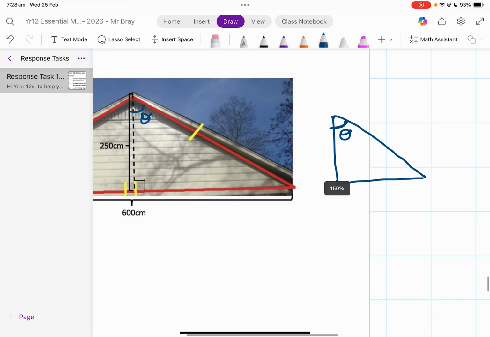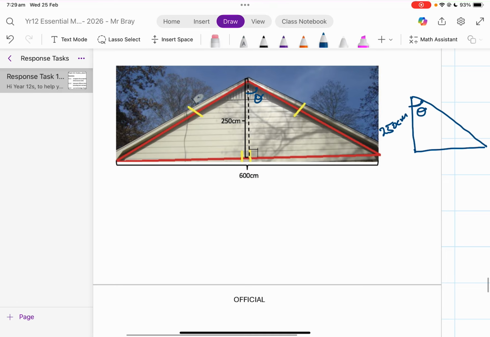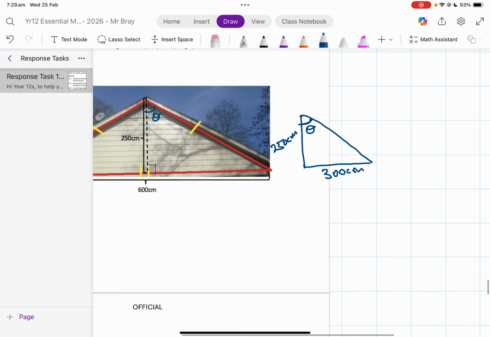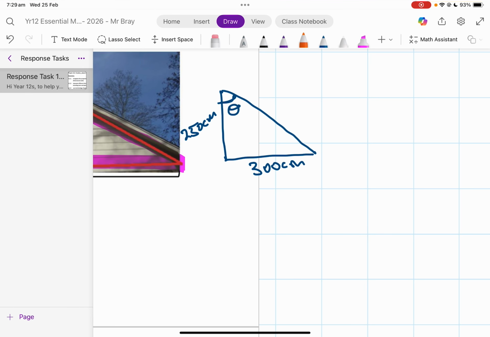Okay. We're told this is 250 centimeters or 2.5 meters, and then the entire base is 600, so half of that's going to be 300 for this triangle here. Because just a reminder, I'm just sort of using this bit here. All right. So we've got to solve for an angle. We're using trigonometry again. Let's quickly label our triangle. We got opposite, we got adjacent.